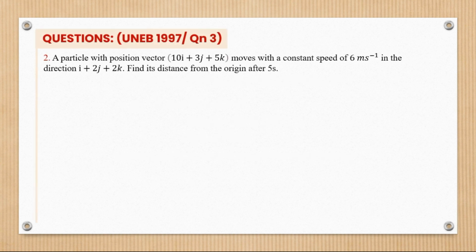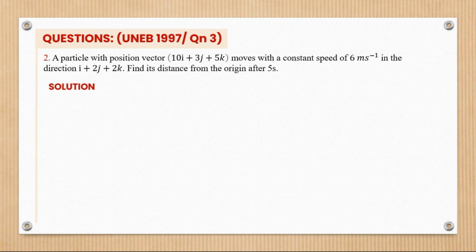So next question is a question from UNEB 1997, and this was question 3. We're told that a particle with position vector 10i plus 3j plus 5k moves with a constant speed of 6 meters per second in the direction i plus 2j plus 2k. Find its distance from the origin after 5 seconds.